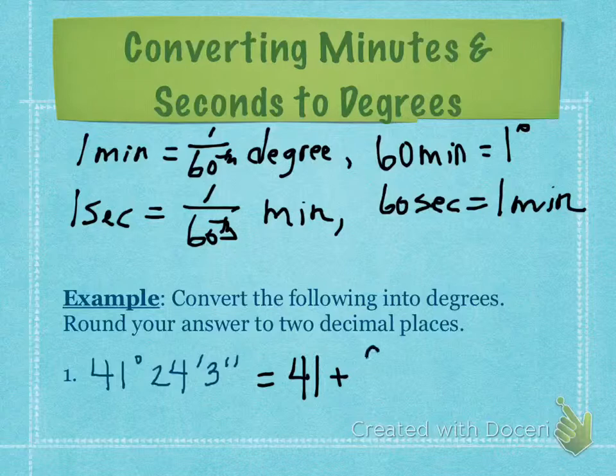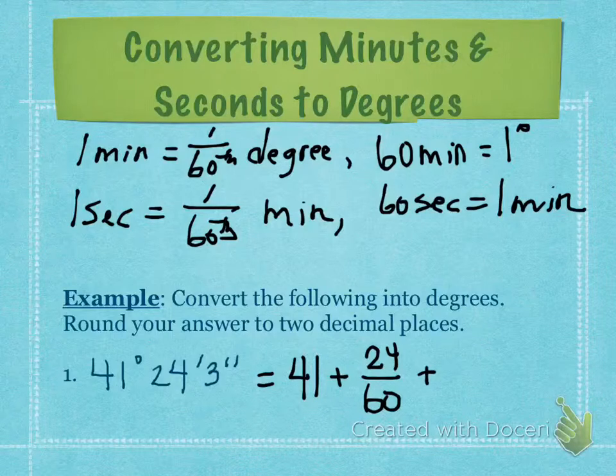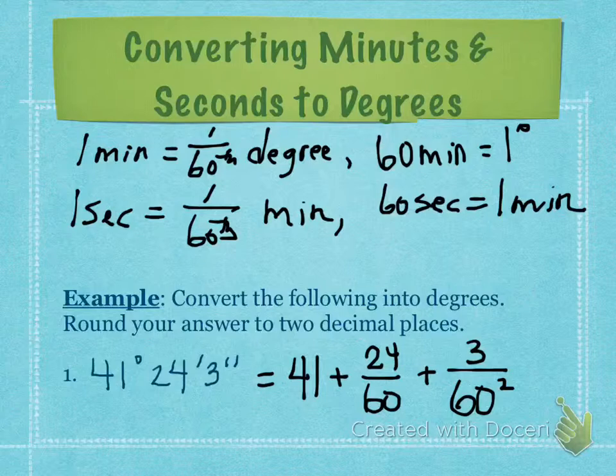24 minutes, well, that's 24/60ths of a degree, right? So this is 24/60. Now, the other one is a little bit trickier to look at. This is 3/60ths of a minute, but I want it in degrees. So what we actually do is we take 3 over, and I'm going to write it this way just so that I can talk about what it's doing, 60 squared. You could equivalently write that instead as 3,600 here. Okay? So 60 squared is 3,600.